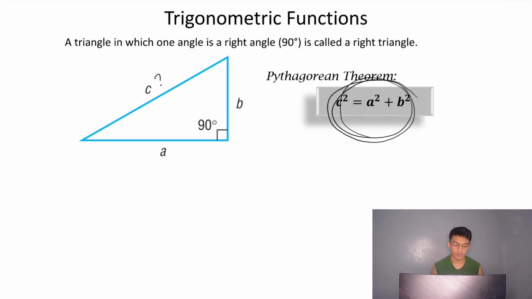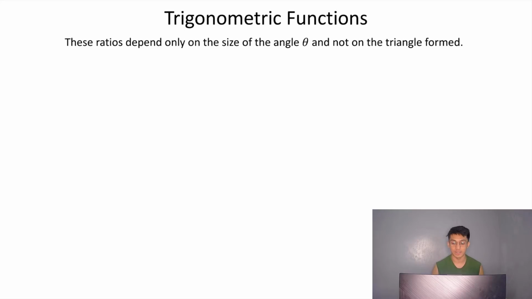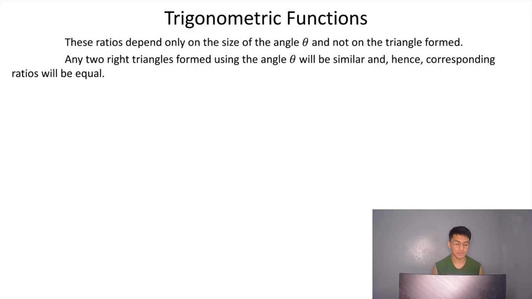And if we look at this right triangle natin, meron tayong 6 na ratio na mabubuo. Ito yan. So, we have b over c, a over c, b over a, c over b, c over a, and finally, we have a over b. So, yung ratio na yan, hindi yan nababago. These ratios depend only on the size of the angle, theta, and not on the triangle formed. Any two right triangles formed using the angle theta will be similar and hence corresponding ratios will be equal.